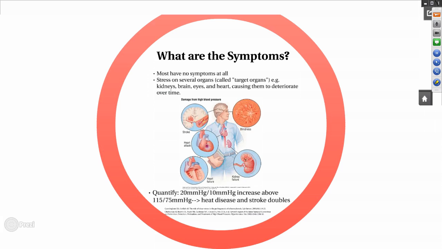So, what does all that mean? Let's put numbers on it. Usually numbers people understand better. So, for every increase by 20 millimeters of mercury systolic or 10 millimeters of mercury diastolic, for every increase above 115 over 75, your risk of ischemic heart disease and stroke progressively doubles.